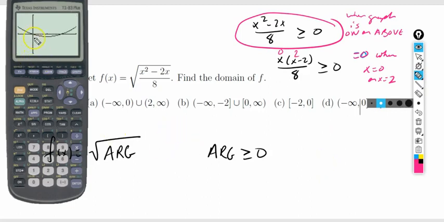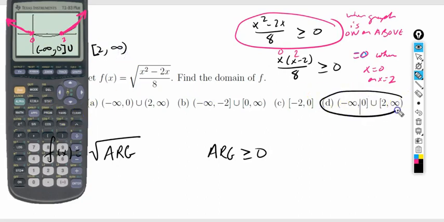So the graph of this is on the x-axis when x is 0 and when x is 2, and then it's above here. So if I read this off from left to right, from the left we're coming in from negative infinity, and then we go up to and include 0. And then there's a gap, and we pick it up again at 2, and 2 is included. And then we keep going forever. And so that's going to match with this one here.